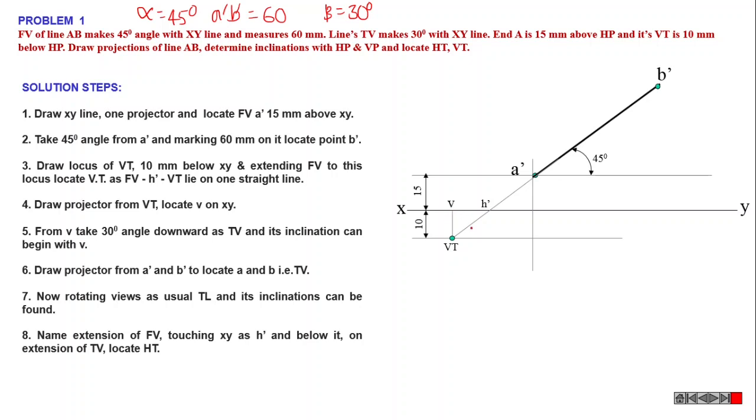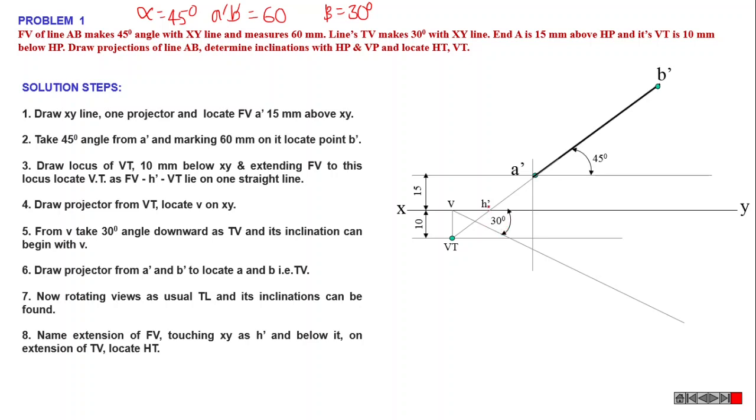We can locate the top view by applying that principle. We can draw a line which is inclined 30-degree with XY line and passing through point V. On that particular line, the top view must lie. Then only angle beta is equal to 30-degree.